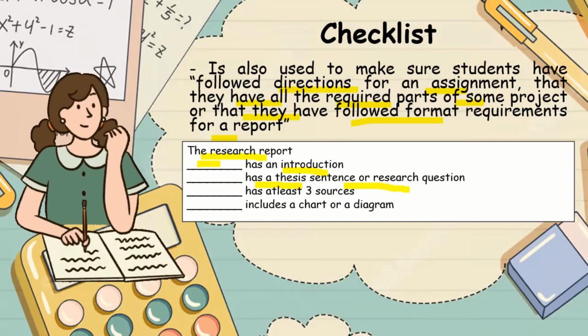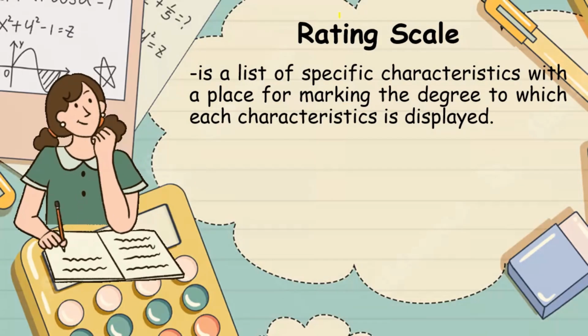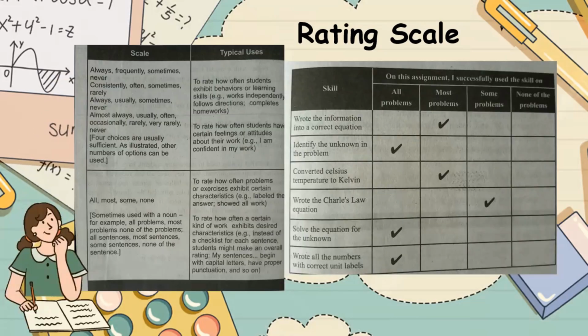So let's now proceed to the rating scale. A rating scale is a list of specific characteristics with a place for marking the degree to which each characteristic is displayed. An example is the frequency rating scale that lists the frequency with which some characteristics are observed. For example, in public speaking, the characteristic makes eye contact is done frequently, occasionally, seldom, or never.